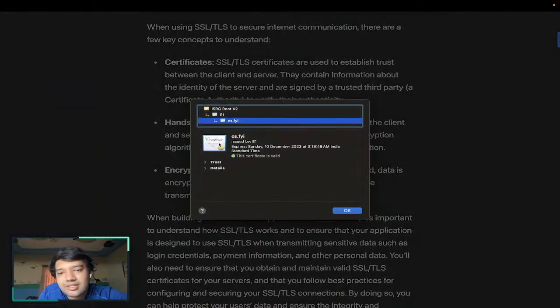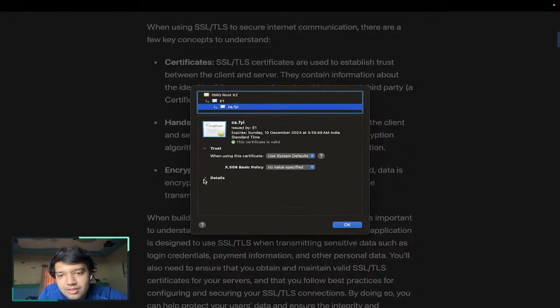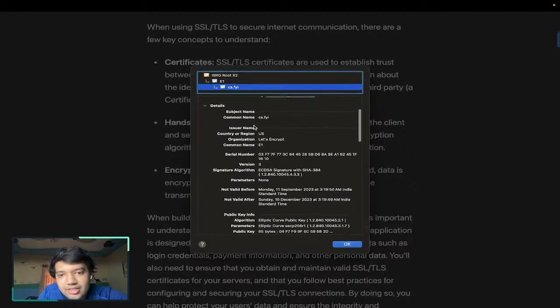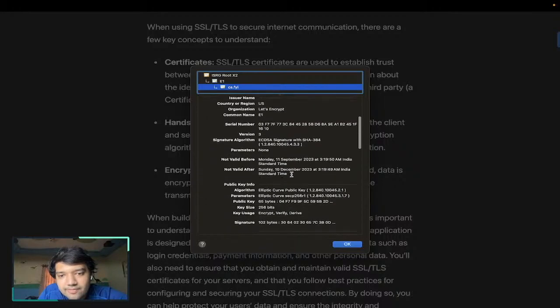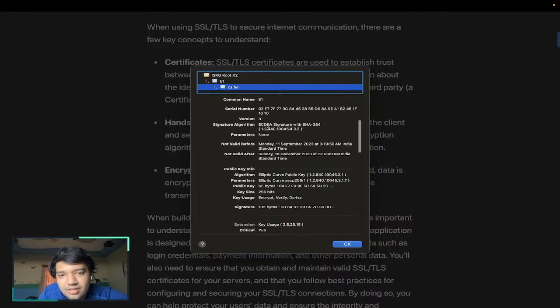So I showed you this. This is the SSL certificate and it expires on 10 December 2023. These are the details: common name, country of origin, organization. This is the encrypting organization, Let's Encrypt. Signature algorithm, so how it is hashed.